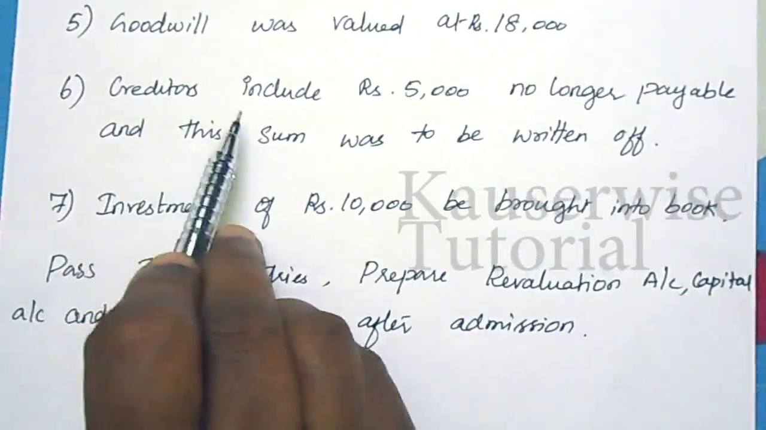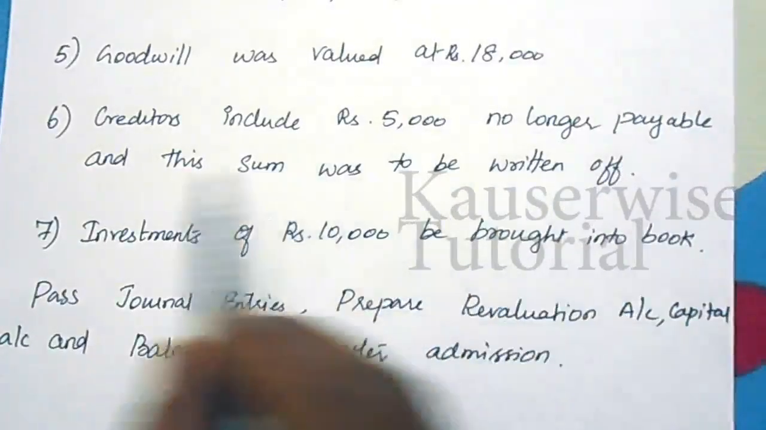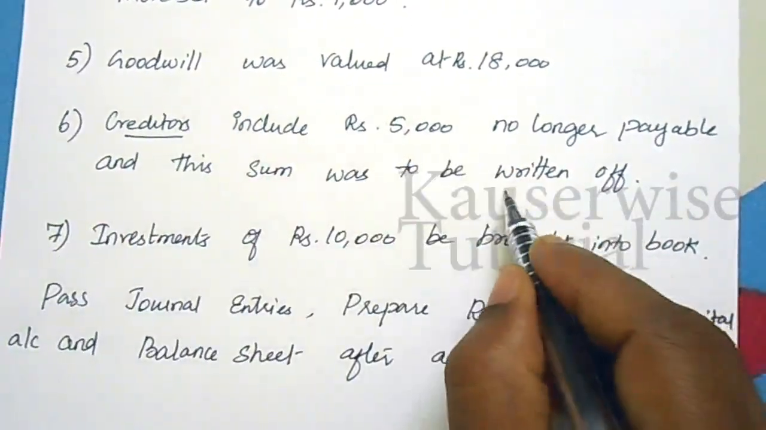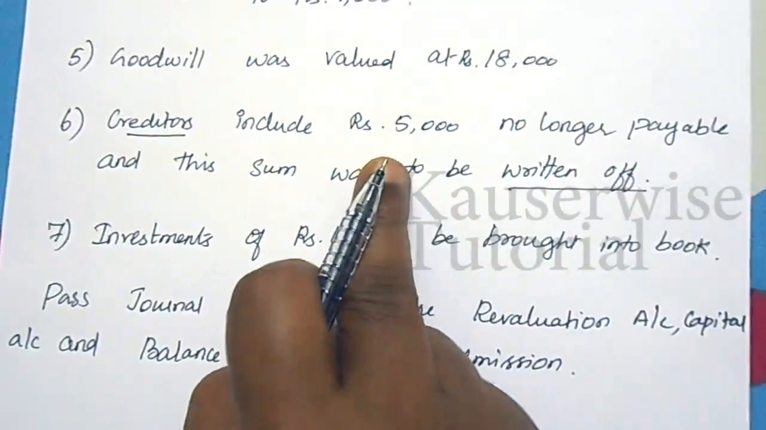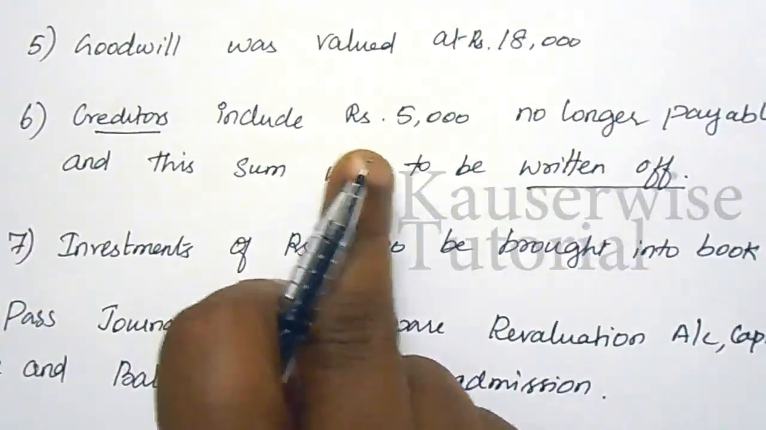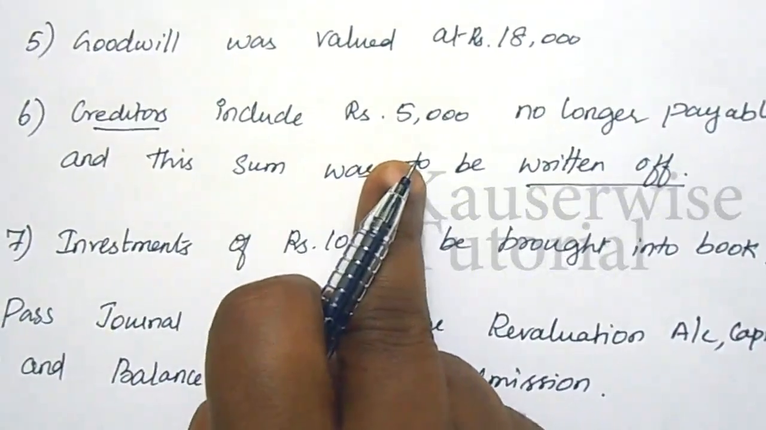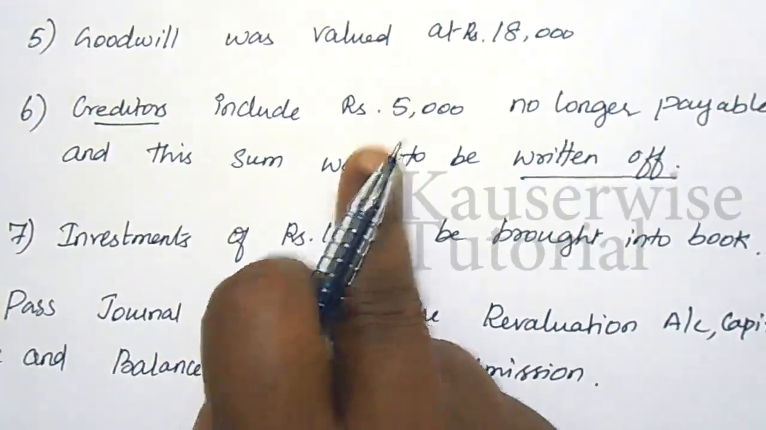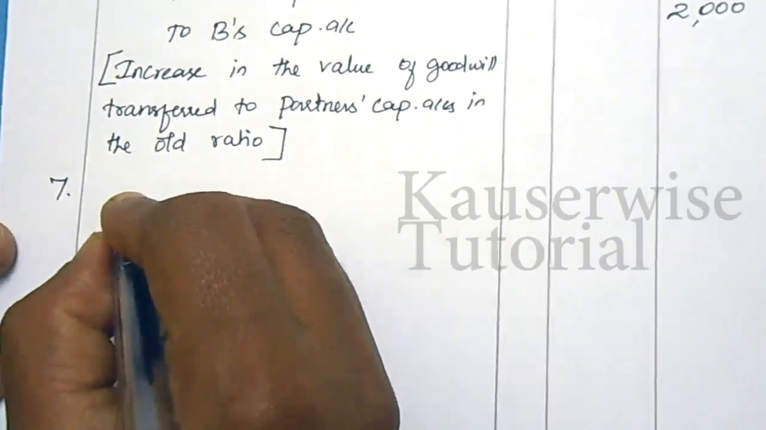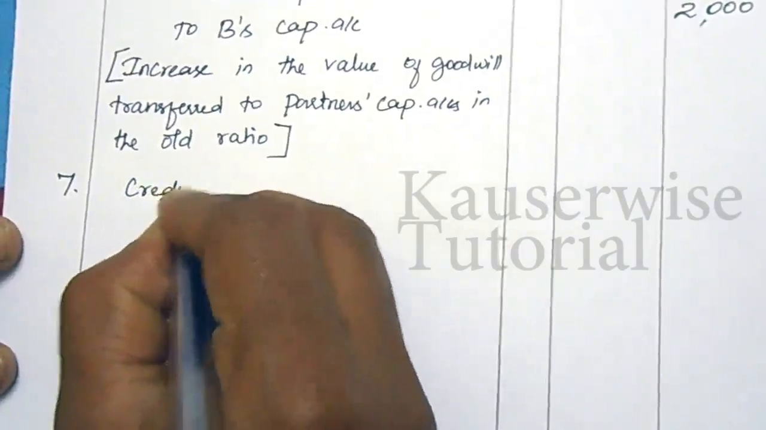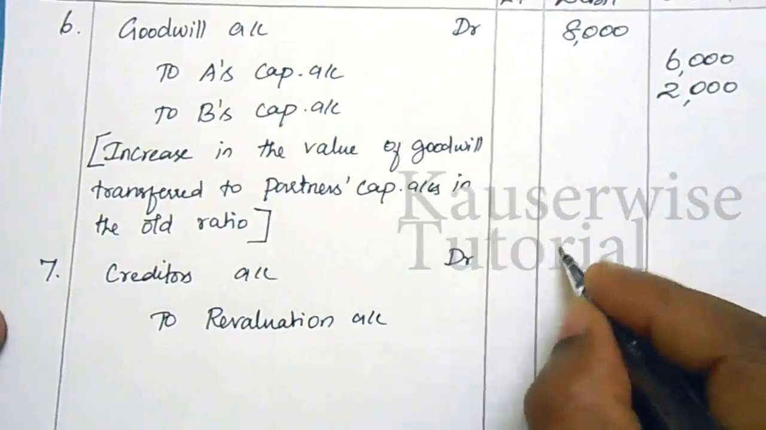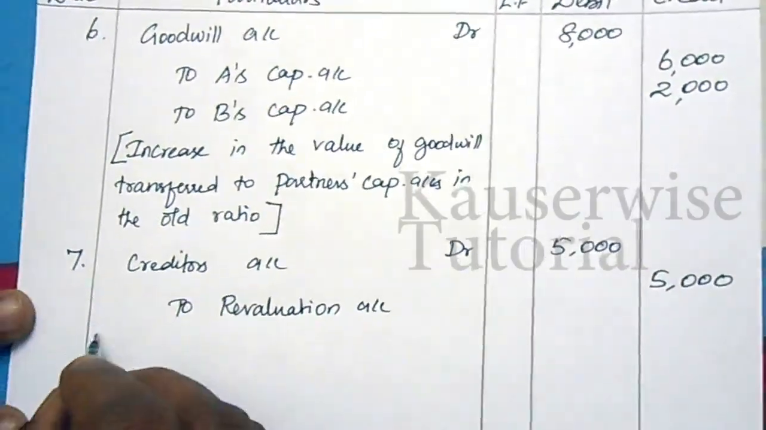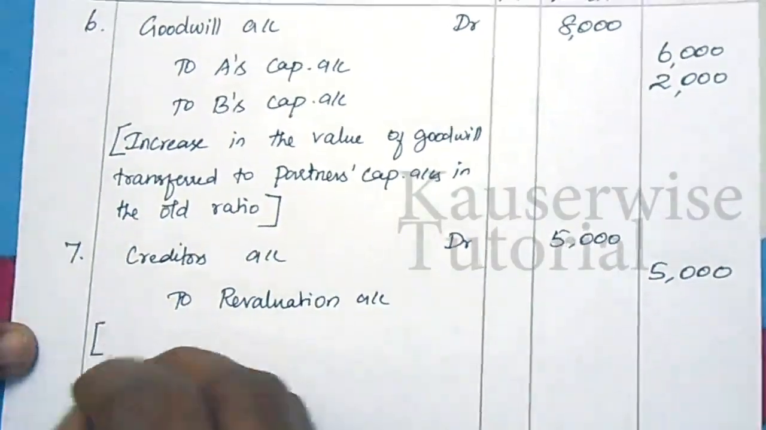Next adjustment. Creditors include 5,000 no longer payable, and this sum is to be written off. Creditor is a liability, and now it is written off, so it is a gain for the partners. Any liability which decreases will lead to a gain for the partners. Entry for the transaction is creditors account debit to revaluation account. How much? 5,000. Narration: Decrease in the value of liability.